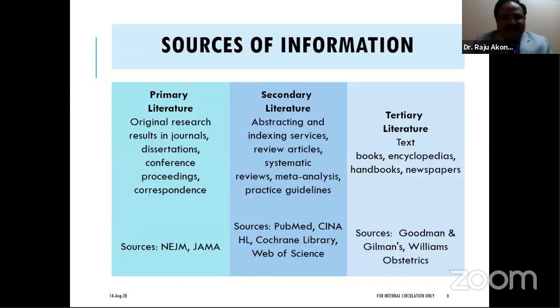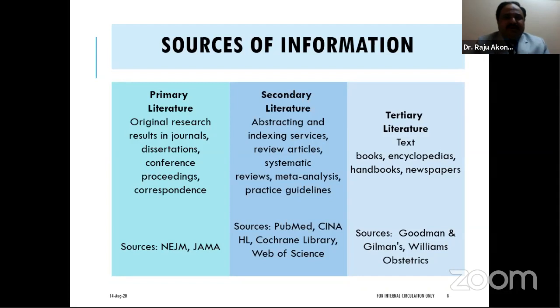Now, from where do we get this information about clinical research, about the various studies? You will have some primary literature available in the form of original research results published in journals, dissertations, conference proceedings, and correspondence with various scientists. They share results with you or your organization.